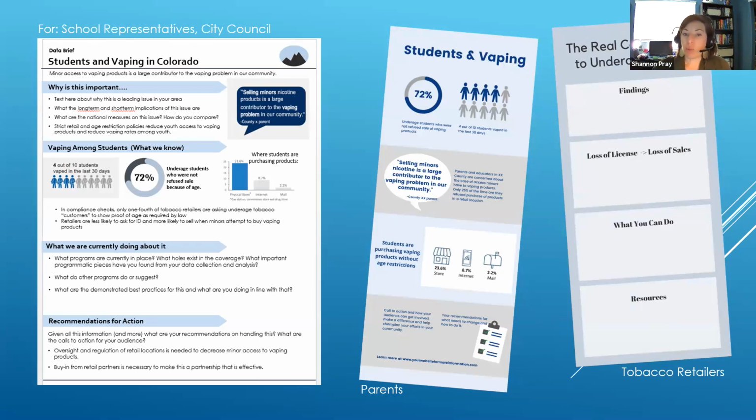So our next section is what we are currently doing about it: the measures that are in place, the activities that our program is doing, whatever that might be. And then finally, the recommendations for action. Given all this and more, here's what we have to tell you about what needs to happen. This is how we could implement it, all that kind of stuff.